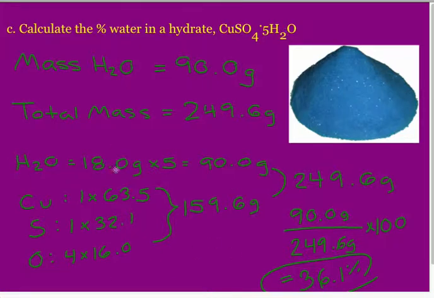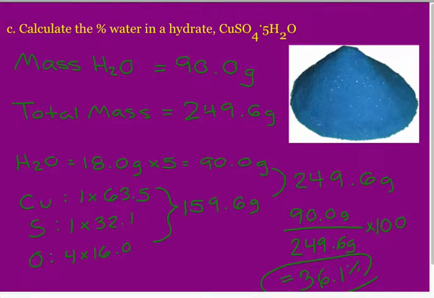Each water is 18 times 5, which is where the 90 came from. Then I did my copper sulfate separately and added them together. When doing percent water in a hydrate, I just take the mass of the water, the part I care about, which in this case is not just an element but a little formula, divided by the molar mass, times 100, and I find it's 36.1%. On Friday of this week, or whenever you have it, we're going to do this in lab, figuring the percent of the hydrates.